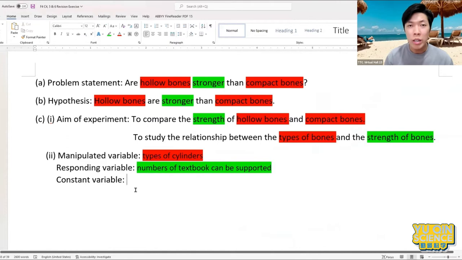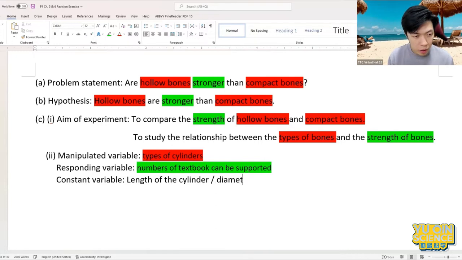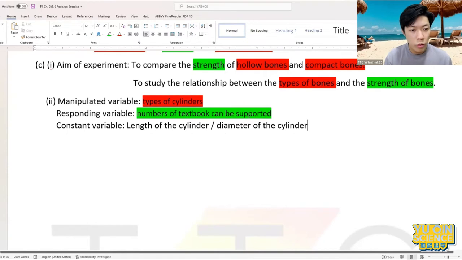So things must be fixed and measurable. If your answer doesn't start with something like the length of, the diameter of, the size of, the mass of, then 99.99% it should be wrong. So remember, it must be words that are measurable. So straight away: length of the cylinder or diameter of the cylinder. Okay, constant variable, there you go.